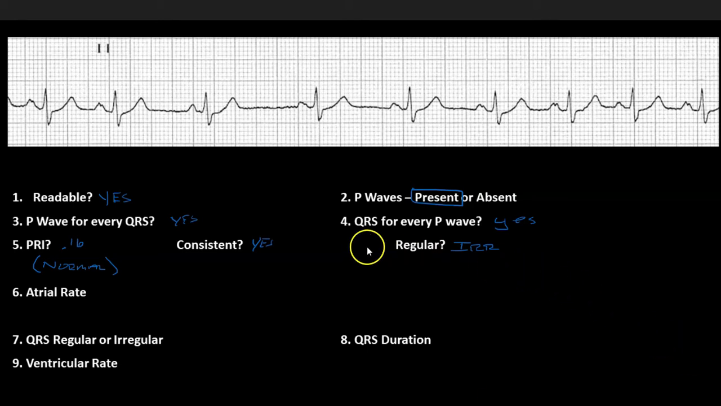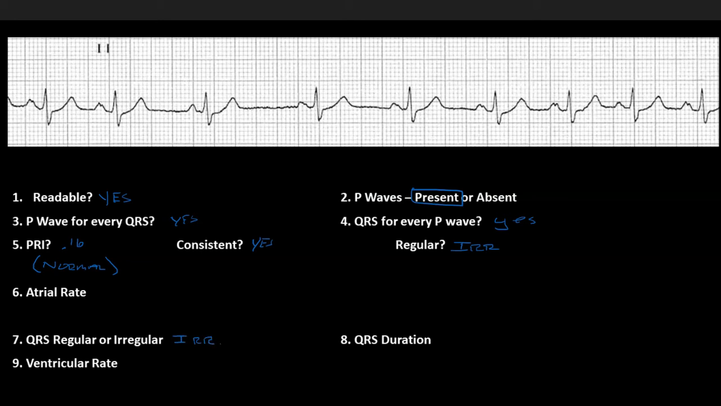So we now know that this is an irregular rhythm. It is irregular both on the aspect of the QRS complex as well as the P waves, or I'm sorry, as far as the atria as well. So we can go ahead and mark things here.